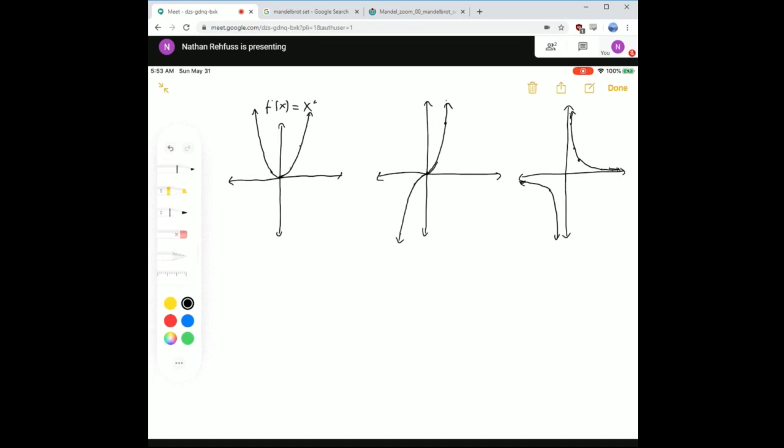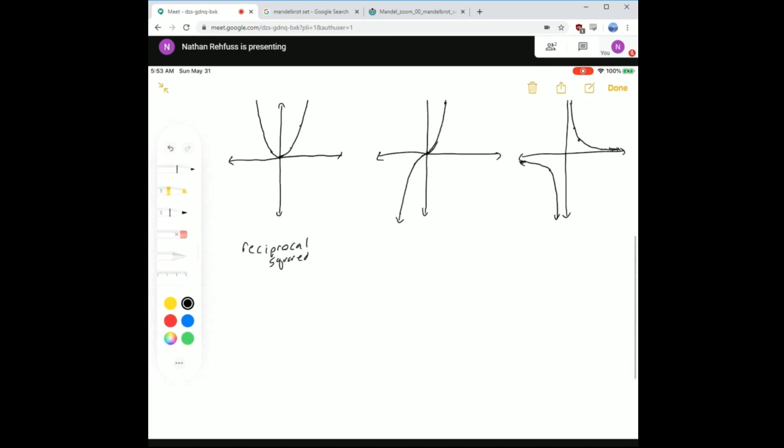Next thing I'll do is, I guess I'll call it the reciprocal squared. So this is going to be f of x equals 1 over x squared. On the right-hand side, instead of 1/2, 1/3, 1/4, I get 1/4, 1/9, 1/16. So it's going to be the same, but steeper, like this.